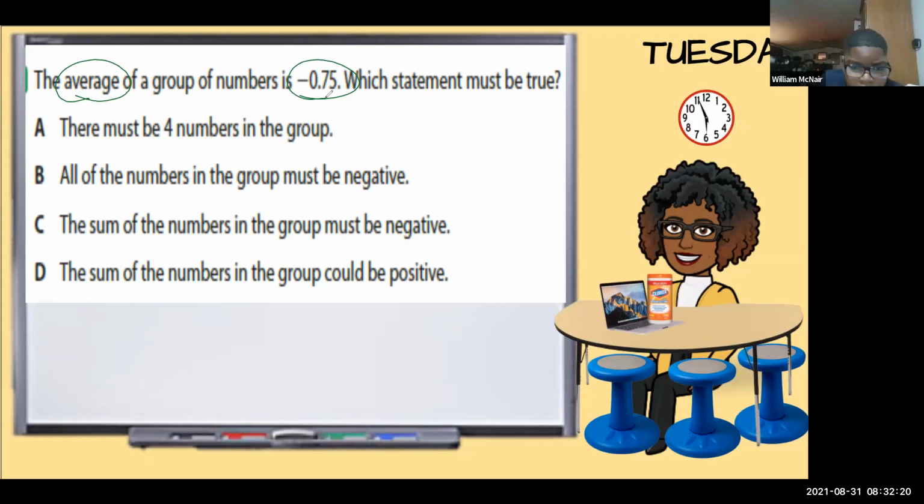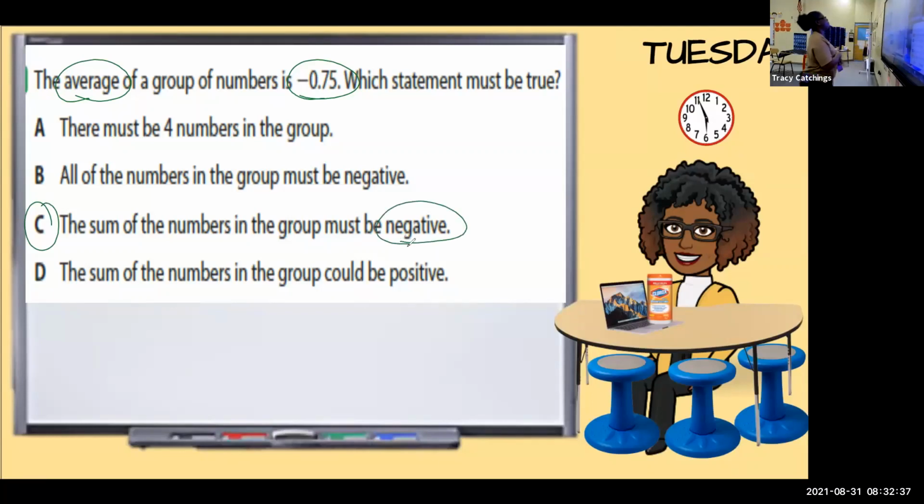I think C, the sum is gonna be negative. All right, the sum must be negative. So then when he divided by a positive, we got a negative number. That's possible. Well, hang on to that one.